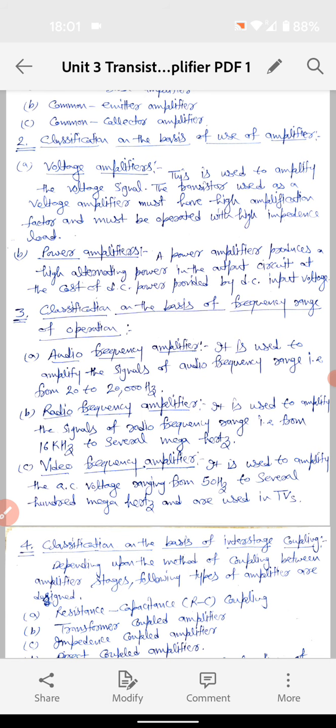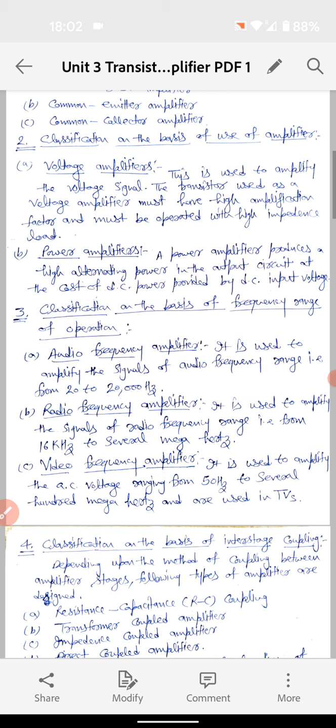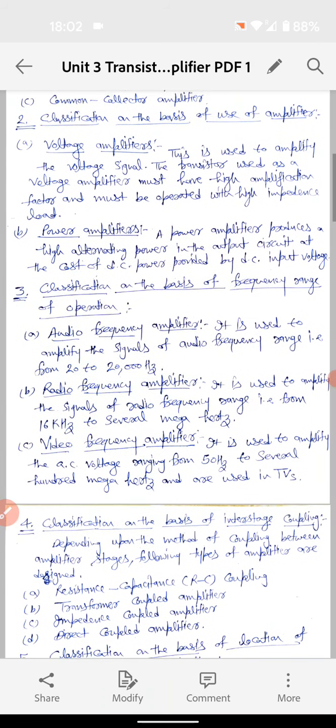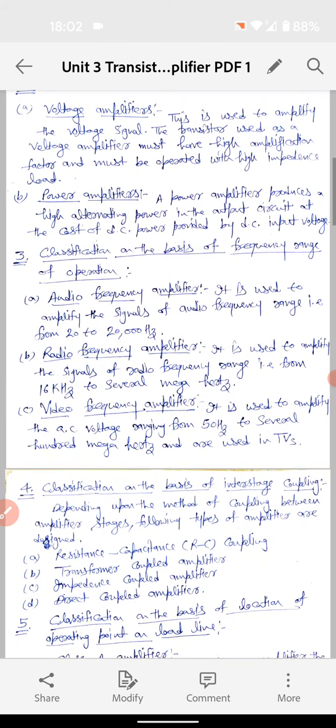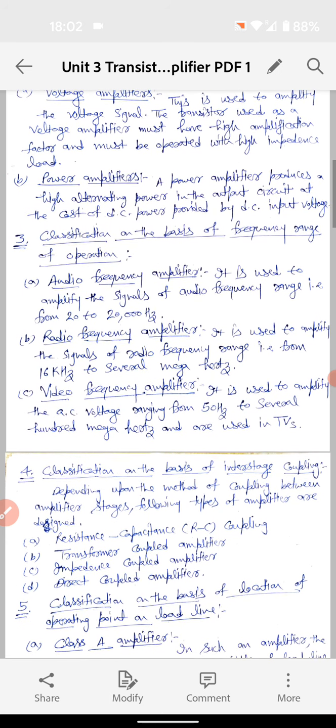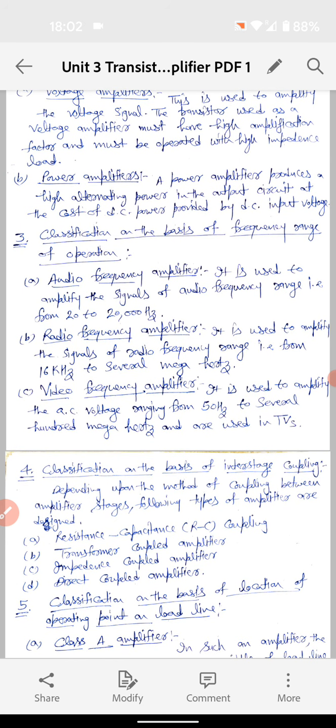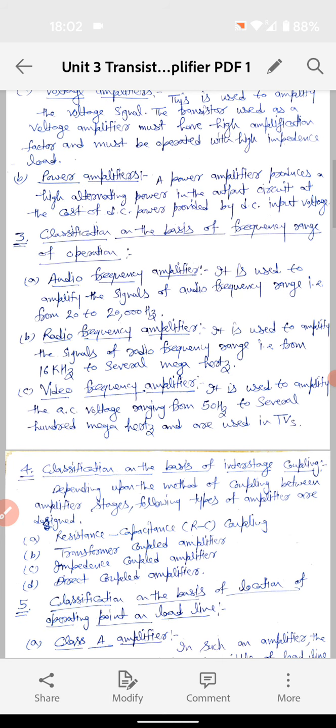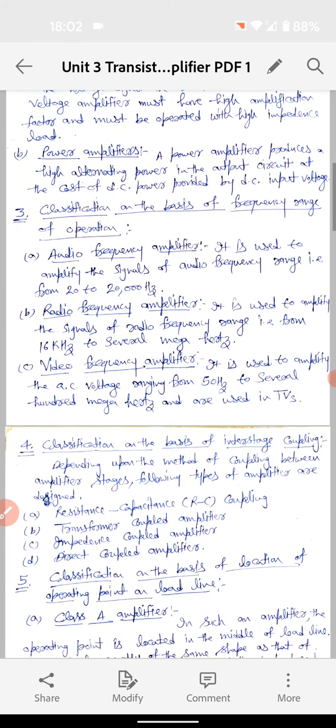The amplifier which amplifies a signal in this frequency range is known as an audio frequency amplifier. Then another is the radio frequency amplifier. It is used to amplify signals in the radio frequency range. Those frequencies are amplified which lie in the radio frequency range. And what is that range? That range lies from 16 kilohertz to several megahertz.